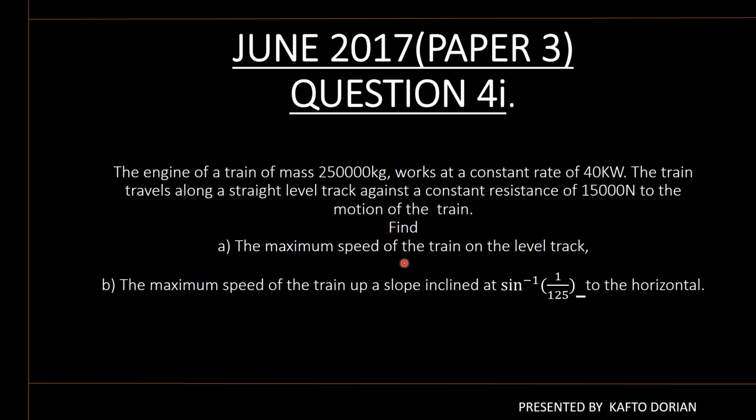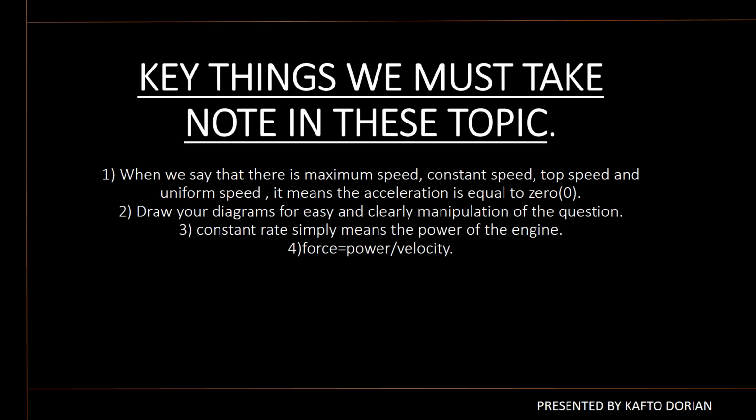B, the maximum speed of the train up a slope at sine inverse of 1 on 125 to the horizontal. So this is just the question. To follow up, those are just key things you must take note in this topic.